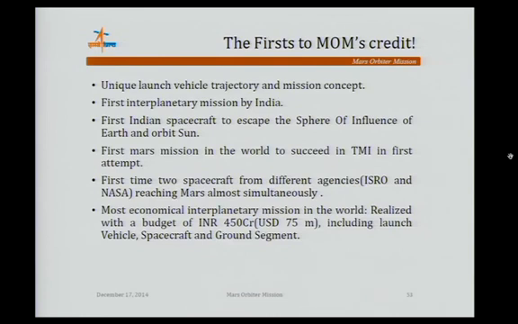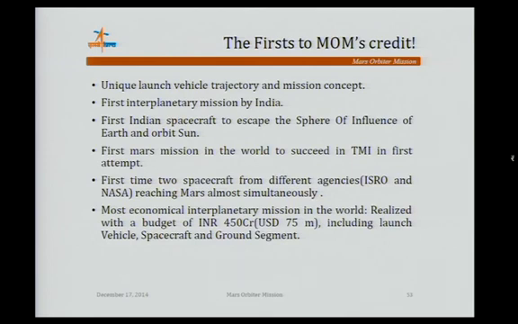Now, the summary of achievements. Whatever achievements we tell by Mars, I will be listing out. This is basically a unique launch vehicle trajectory and mission concept. It is specially designed for the vehicle trajectory and Mars orbit and estimating the basic range and range rate. All those things are required for a deep space mission, and those are the concepts we have proved here.